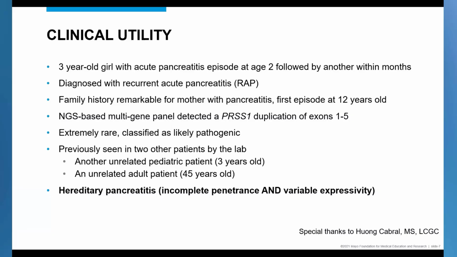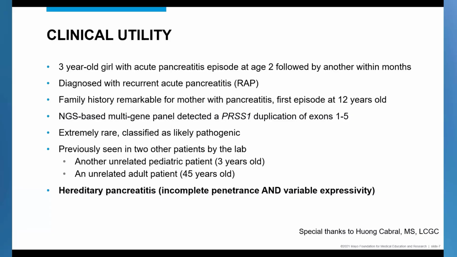And so an NGS-based multi-gene panel was ordered, very appropriately so in this case, and we found a PRSS1 duplication. So this is extra copies of a portion of the PRSS1 gene. This is a type of mutation, again, that we would not have been able to pick up by Sanger sequencing, yet here we are seeing it beautifully by NGS. And duplications in this gene are actually incredibly rare. And because of that, they are very tricky to classify.